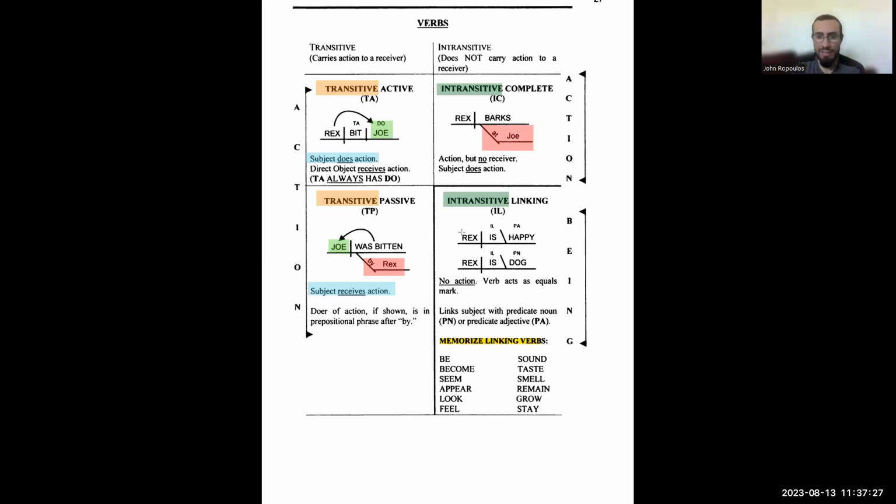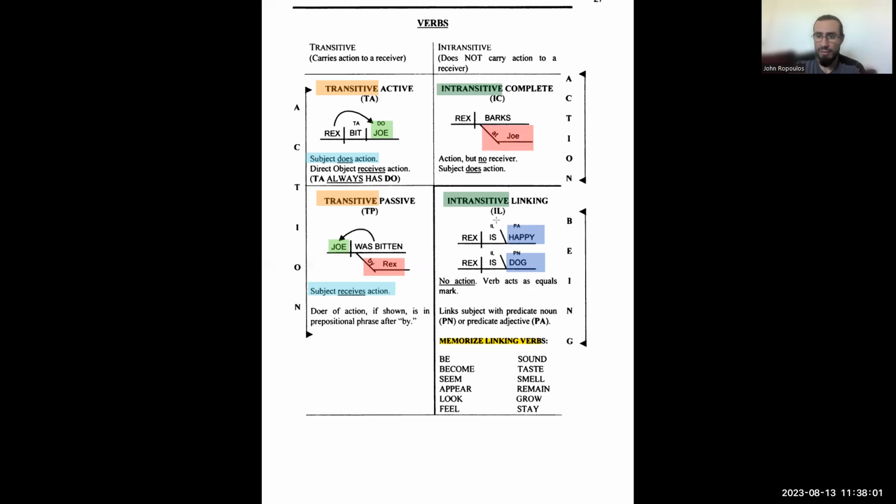Finally, intransitive linking, the being verb. Rex is happy. Rex is a dog. For these, you have a subject, Rex, and you have a being verb, is. And then, this is what's new: you have two choices for predicates, right? You either have a predicate adjective, which is happy, or a predicate noun, which is dog. Either the predicate is an adjective or it's a noun. That's it. Those are the two options, okay?